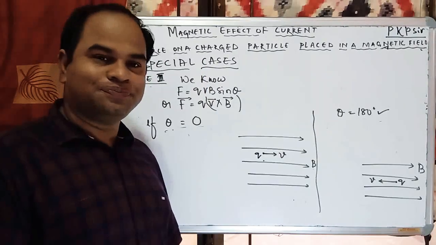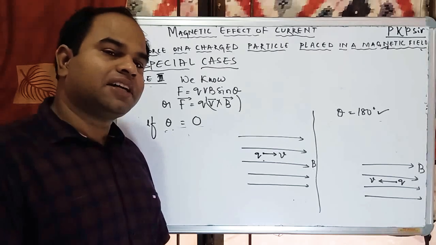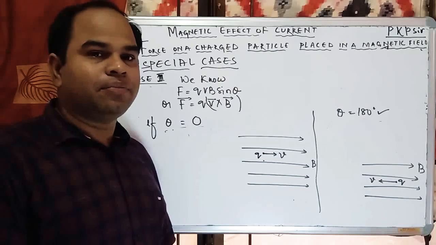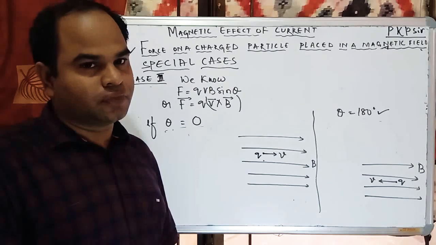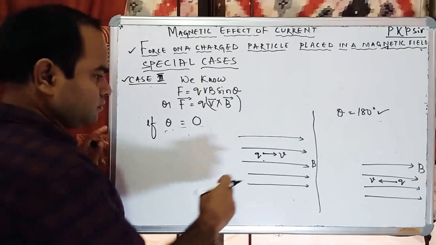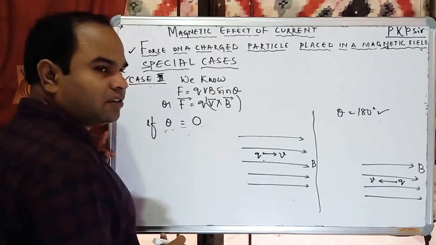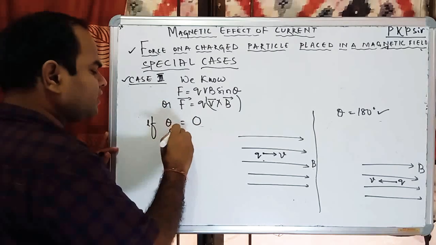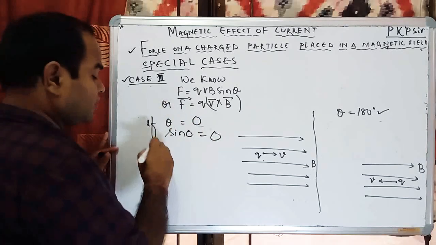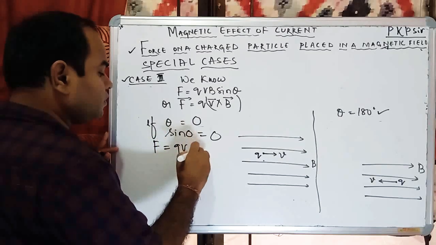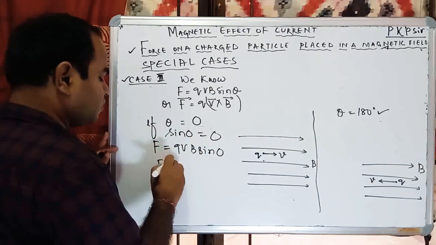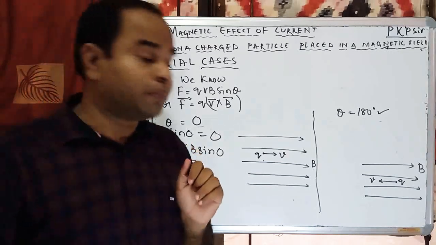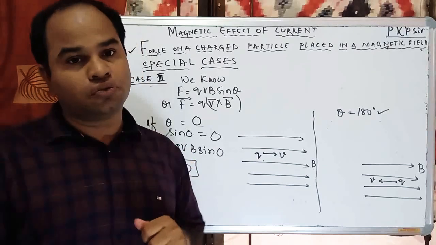Then we will move to case 3. In case 3, the charged particle is projected parallel or anti-parallel to the magnetic field. If the charge Q is projected parallel to the magnetic field, in that case theta is equal to 0. If theta is 0, sin 0 is 0. So F is equal to QVB sin 0, which is equal to 0. So that means when a charged particle is projected parallel to the magnetic field, it experiences 0 force.